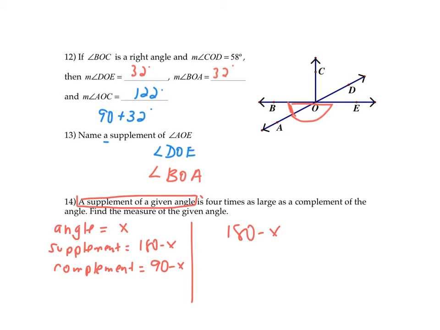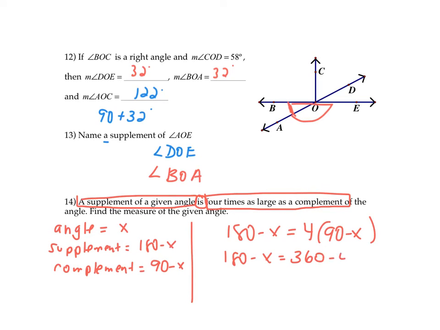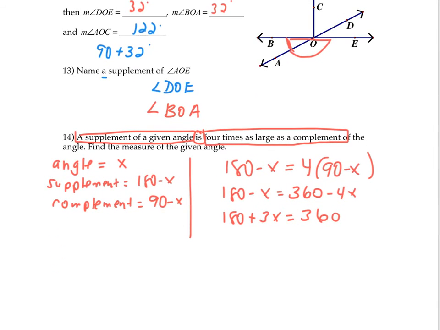Okay, next, for the word is, that's where we put our equal sign into the problem. Then it says that it is 4 times as large as a complement of the given angle. So we want to do 4 times the complement, so 4 times 90 minus x. So 180 minus x equals 360 minus 4x. I would probably add the 4x to both sides and make this 180 plus 3x equals 360. Take and subtract 180 from both sides, so you get 3x is equal to 180, or x is equal to 60.